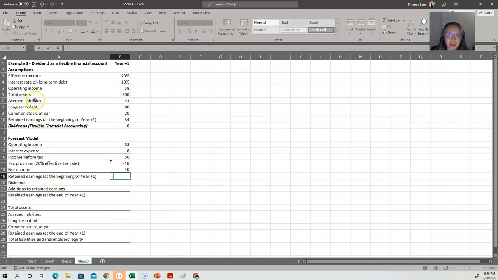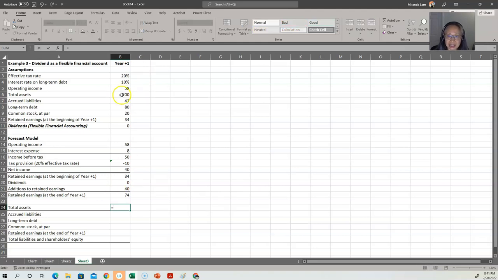Retained earning. We were given the retained earning at the beginning of the year. Dividend, so this is our flexible financial account. At this time, it's zero. We're just going to assume it's zero to start. Addition to retained earning is equal to net income minus dividend. Or we can show dividend as negative to be consistent, and then addition to retained earning will be net income plus negative dividend. And then retained earning at the end of the year will be retained earning at the beginning of the year plus addition to retained earnings.